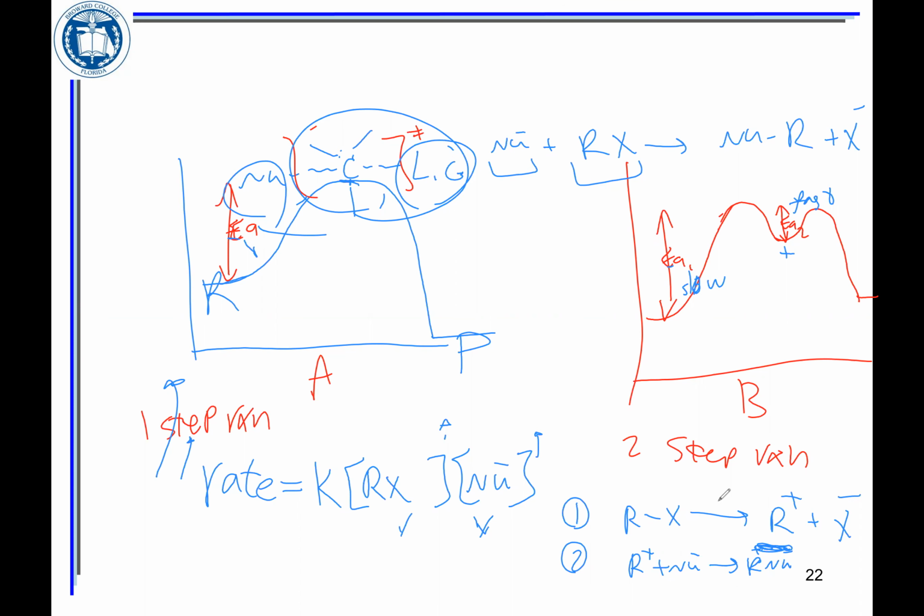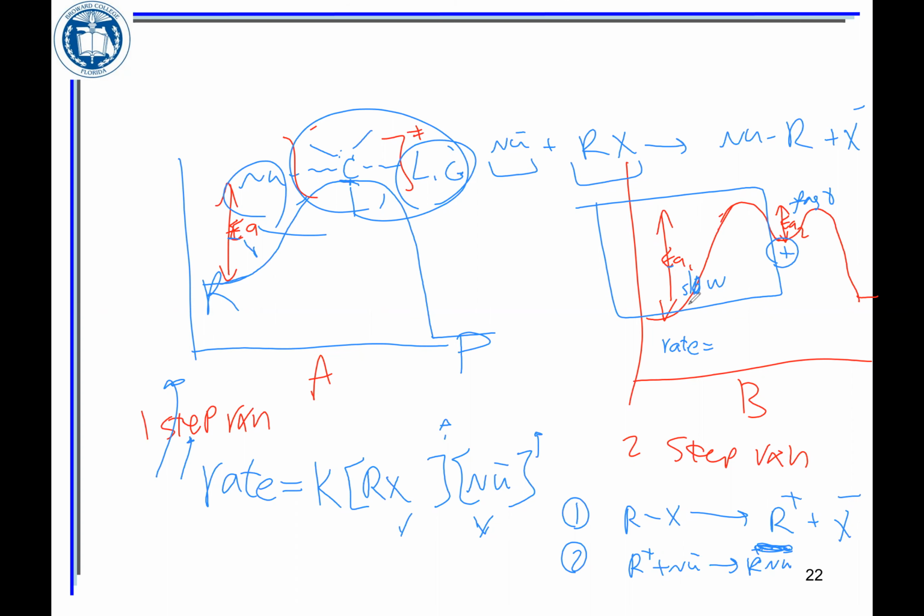So you have two steps. In the first step, the carbocation forms. In the second step, the carbocation reacts with the nucleophile and you get the product. If you were going to write the rate law for this reaction, you only write the rate law based on the first step, not both steps, because only the slow step is going to determine the rate of the reaction.